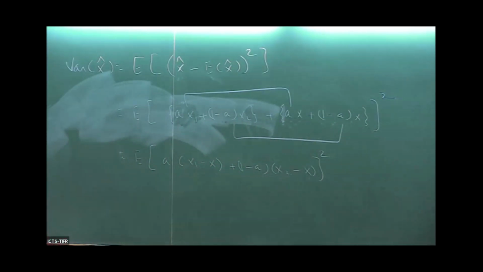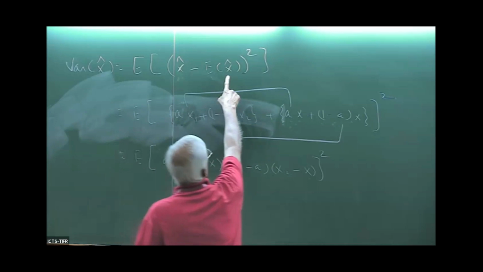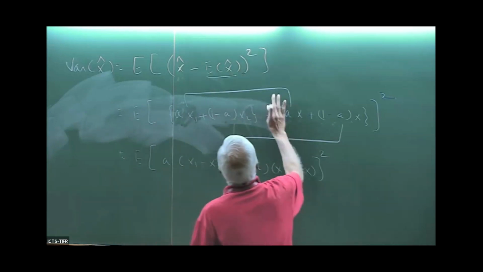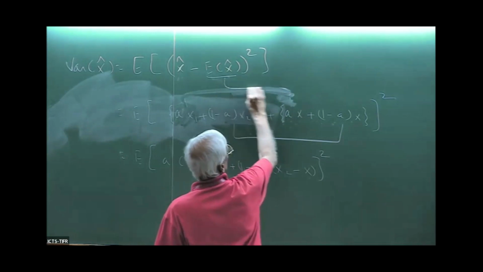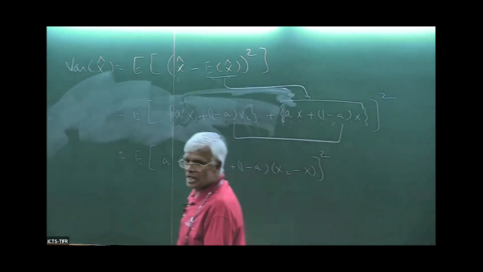What's the question? What's that? E of x hat is x. Where did you lose me? E of x hat. So this is, that's E of x hat. With me? E of x hat is x. Are you with me? Yes. x can be written as a times x plus 1 minus a times x. Yes. Sorry. Say aha, don't say yes. Aha, that's right.